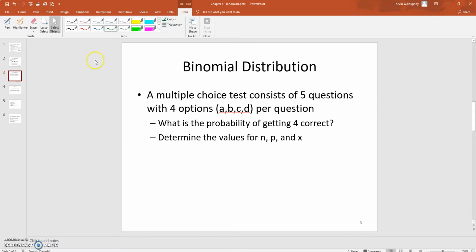The first thing we need to do is determine the values for N, P, and X. So N is the total number of trials or coin tosses or dice rolls or questions we have. So N equals 5. X is always part of the question. What's the probability of getting a certain number of things correct or right or successes? So X equals 4. P is the probability of success in any one trial, or in this case, any one question. Well, we know that there are 4 options per question. Only one of those options would be correct, so the probability is 1 out of 4, or we can simplify that to a decimal as 0.25. So that's the values for N, P, and X.